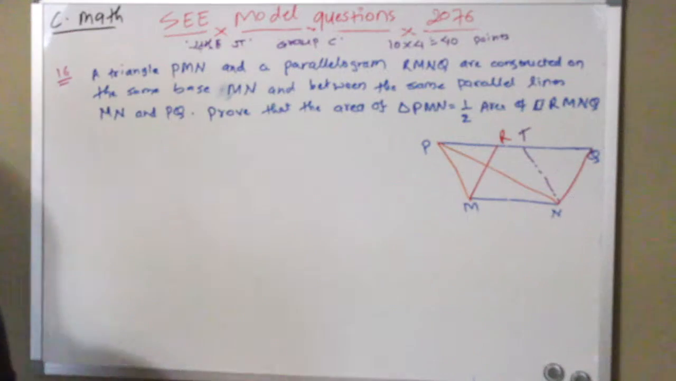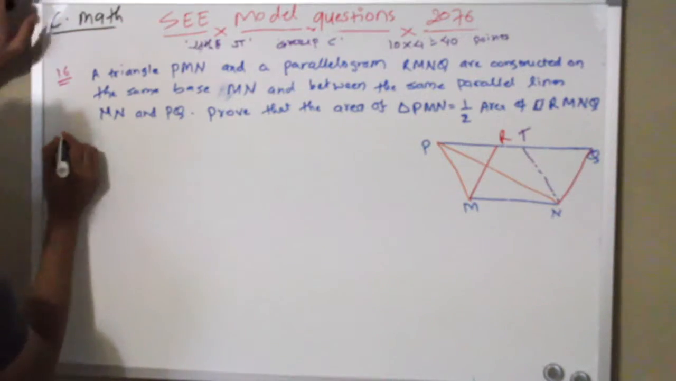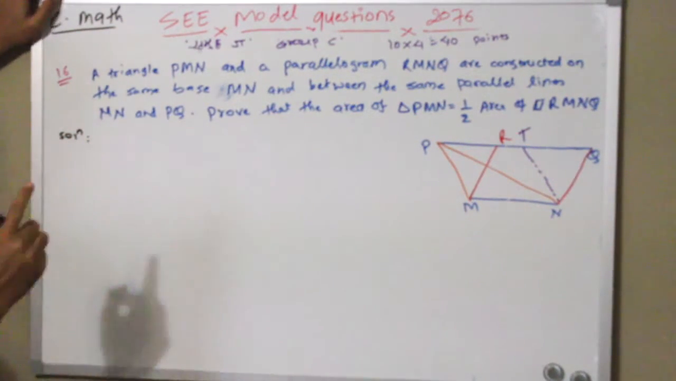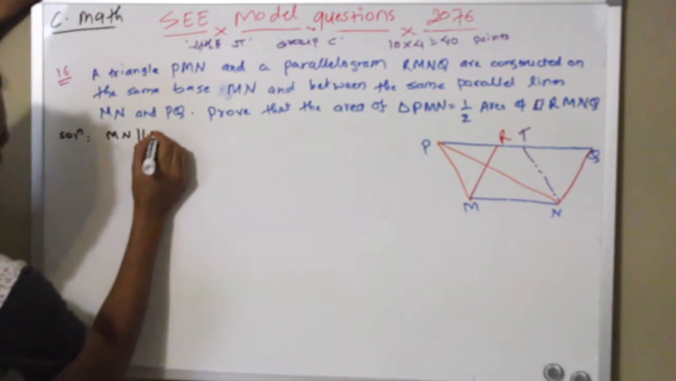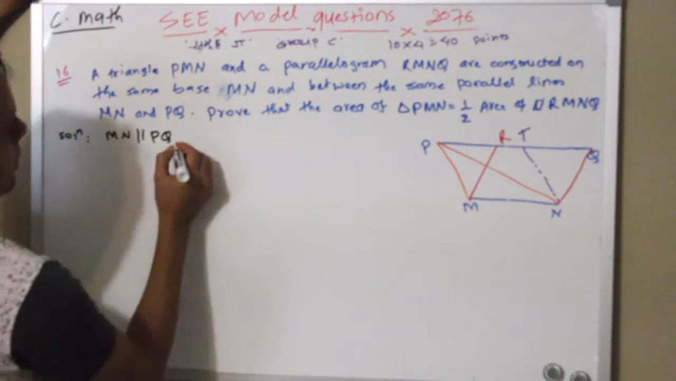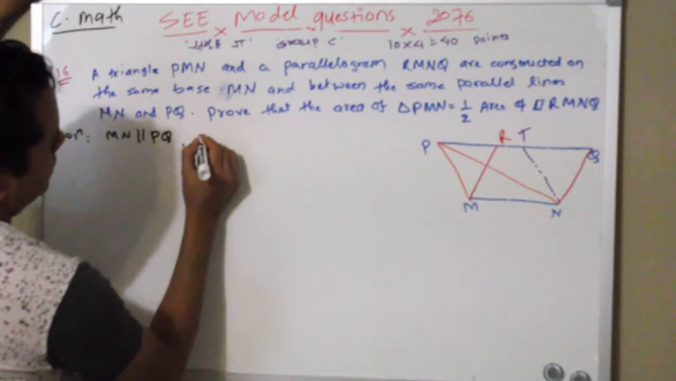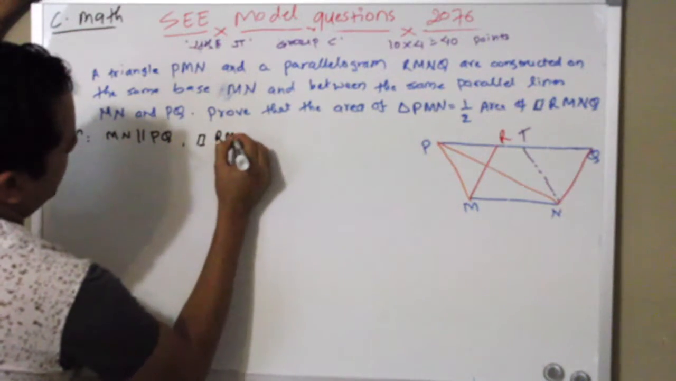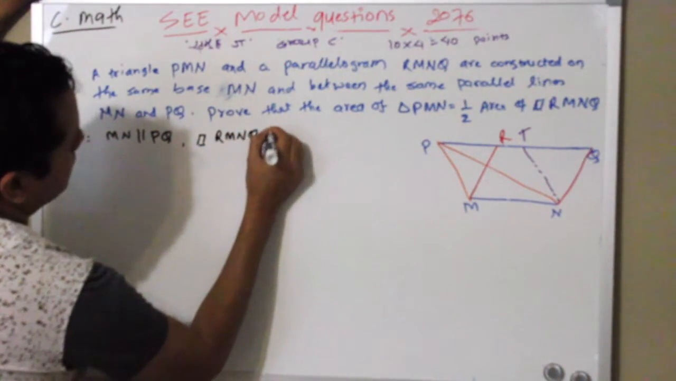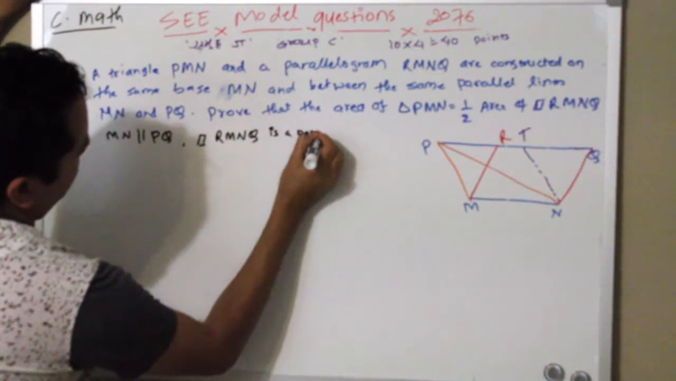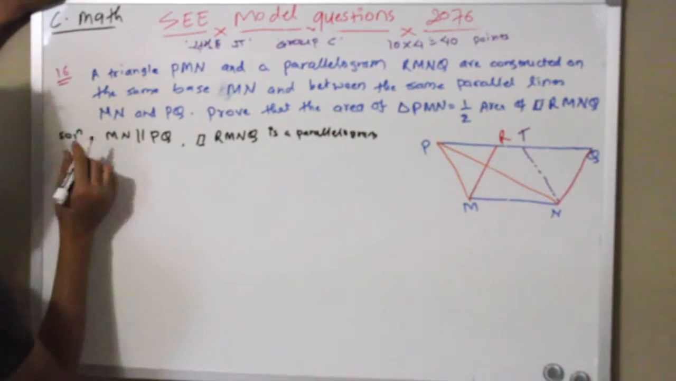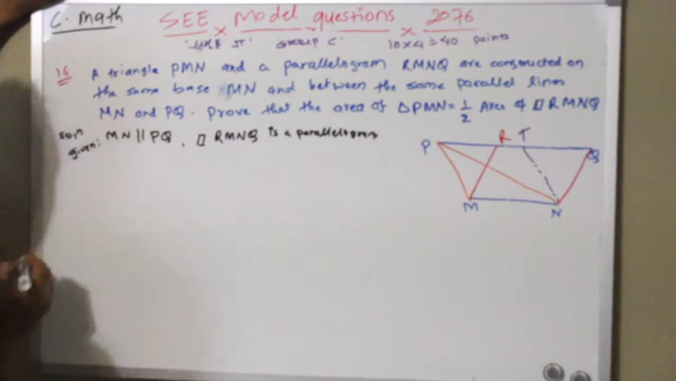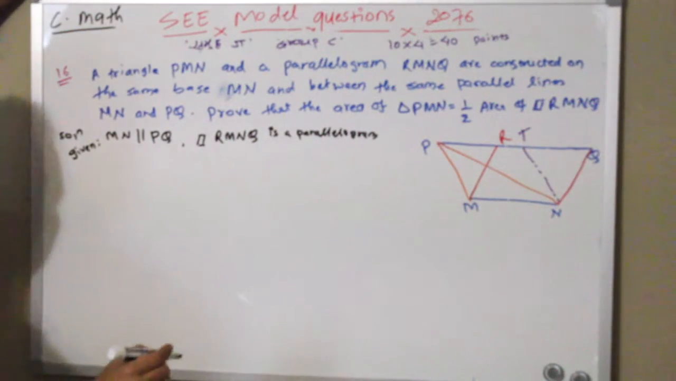Okay, let's start solving this problem. Solution. What are the given things? Write down. MN is parallel to PQ. That is given. RMNQ is a parallelogram. You have to write down the given, right? I have very small space, so I have to utilize it well.